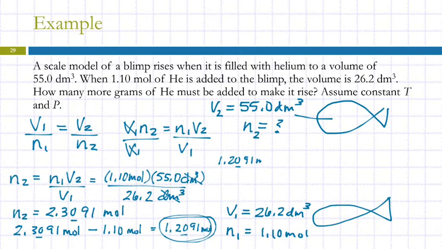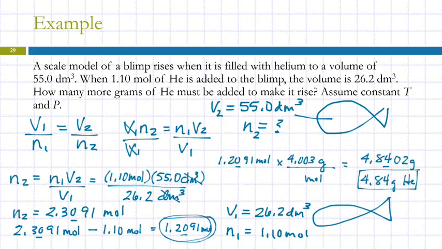1.2091 moles of helium. And I'm going to convert that to grams, multiplied by grams divided by moles. The periodic table says 4.003 grams of helium per mole. 4.8402 grams. Round that to 4.84 grams of helium. Any questions?